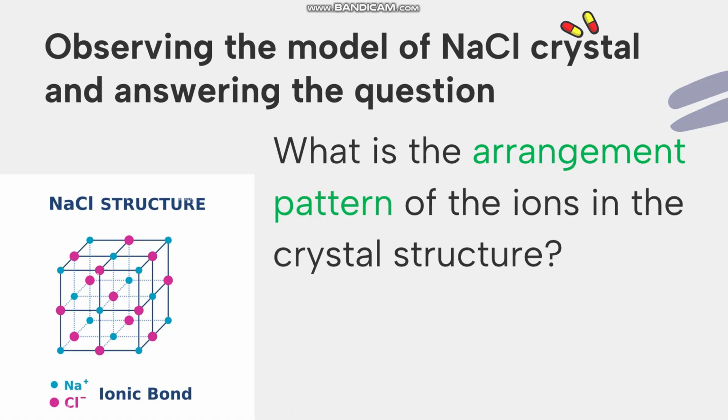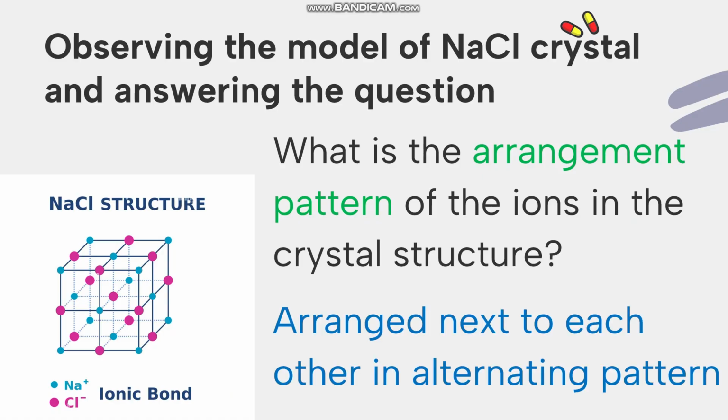The next one is, what is the arrangement pattern of the ions in the crystal structure? You will have to observe the picture carefully to answer this question. The answer is that they are arranged next to each other in an alternating pattern. For example, in the first layer, the sequence is sodium first, then chloride, and then sodium, but the second layer is chloride first, then sodium, and then chloride. So it's different next to each other.